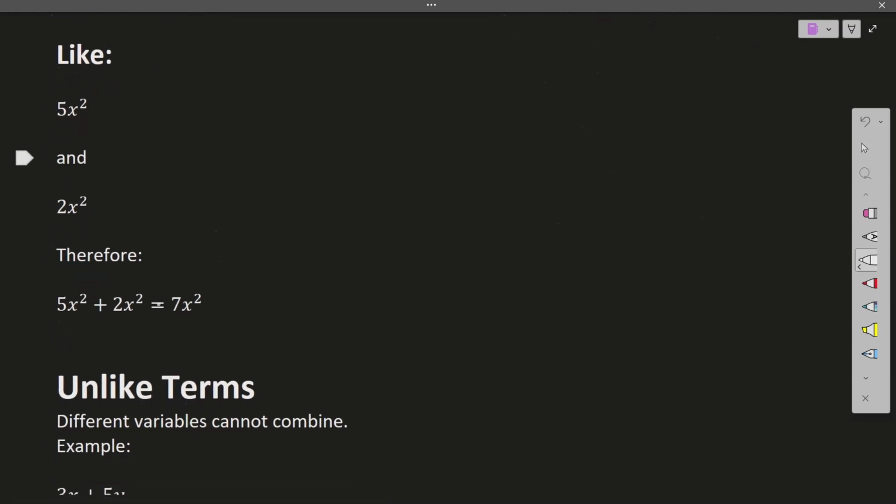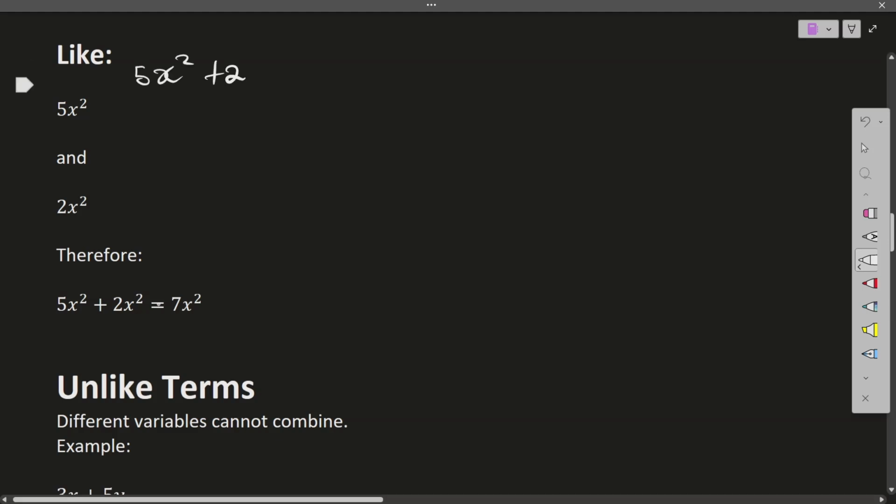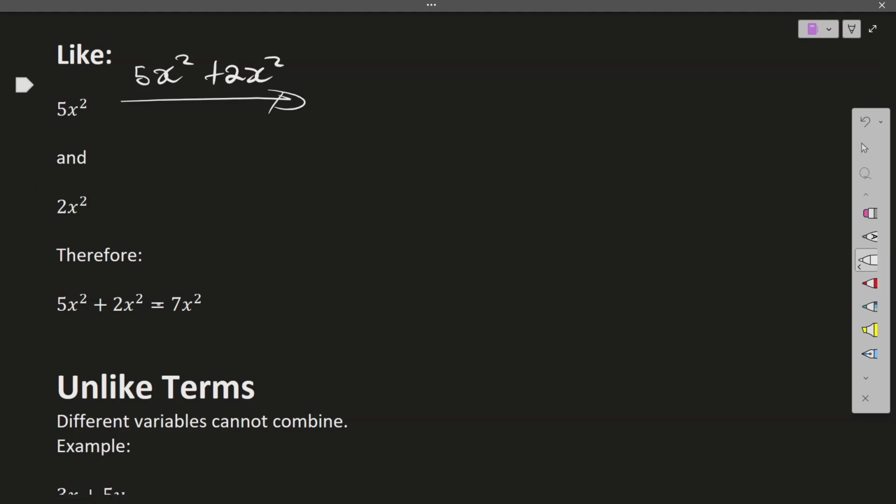Here's another one. Let's say we had 5x squared plus 2x squared. Like I explained in the previous example, these two have the same exponent, which is 2. 5x plus 2x would add up to 7x squared, just like they added here.